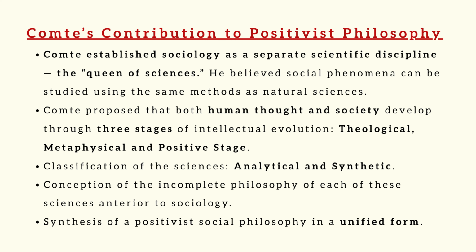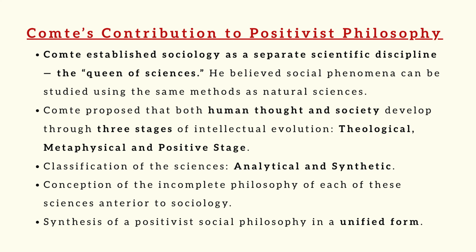Another major contribution from Comte was his classification of sciences. He divided all sciences into two categories: analytical sciences. These are the basic or fundamental sciences such as mathematics, astronomy, physics, chemistry, and biology. They study simpler, more general laws of the universe. While synthetic sciences, sociology according to Comte falls under this category. It's called synthetic because it combines insights from all other sciences to study the most complex subject of all, human society.